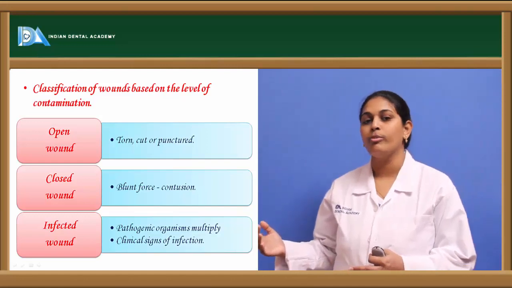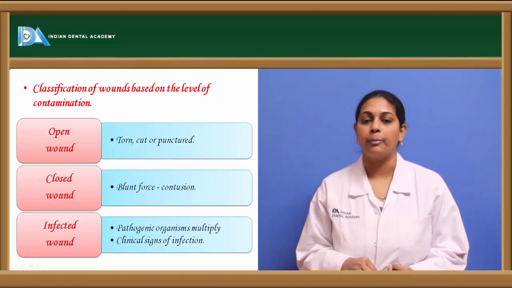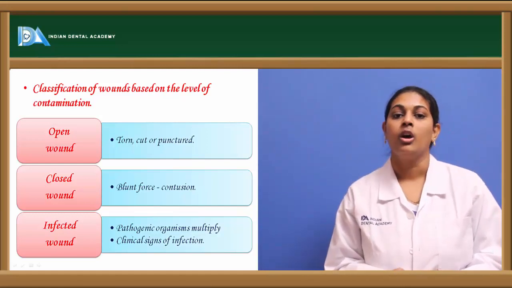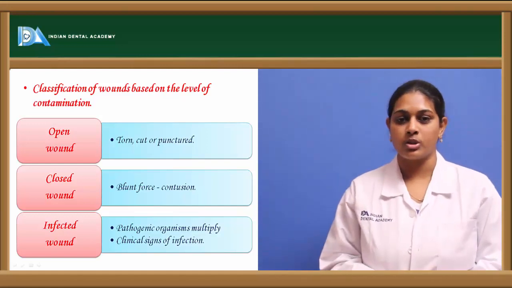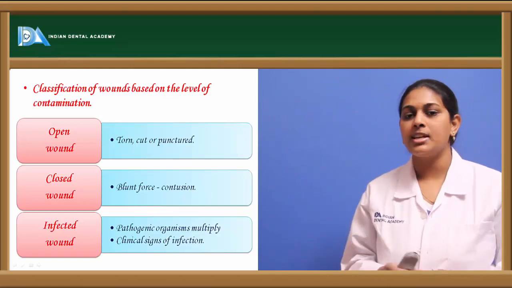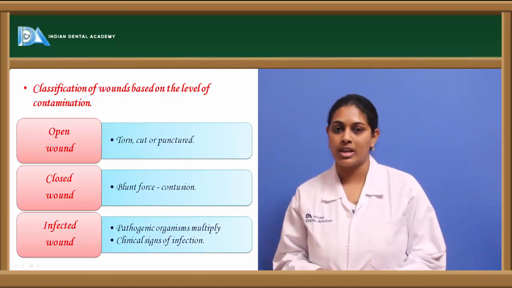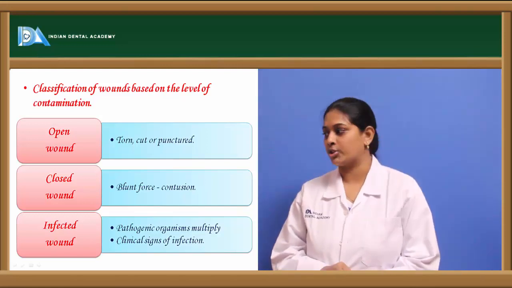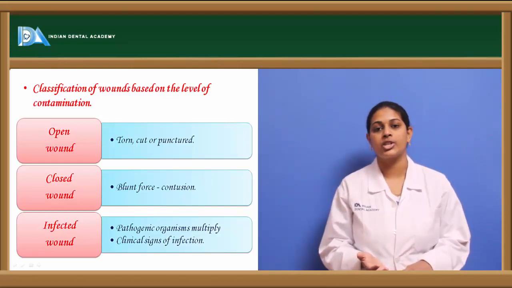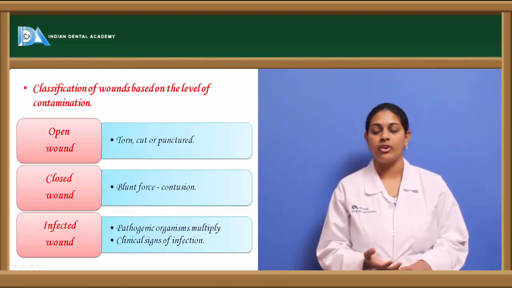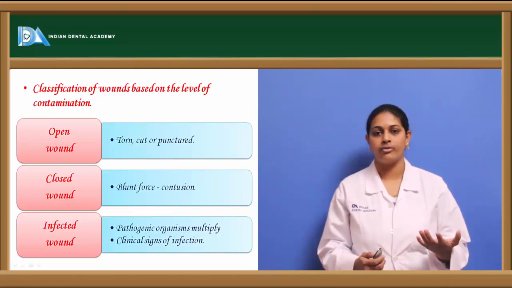But whereas a closed wound, which is because of blunt force or trauma, contusion, results in a deeper wound compared to the open wound. An open wound is a superficial wound, whereas a closed wound is because of a deeper injury, which is because of a blunt force. Whereas in an infected wound, we see that microorganisms get attached to the injured area, which results in an infectious condition. Since it results in an infectious condition, we can see clinically the signs and symptoms of any infection, whichever respective organism is causing that condition of infected wound.